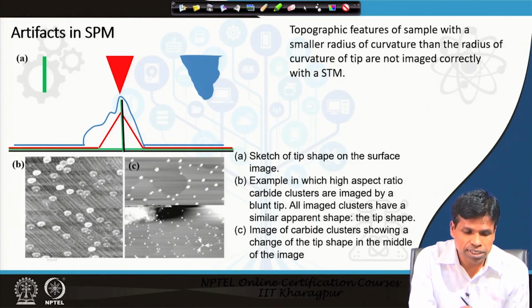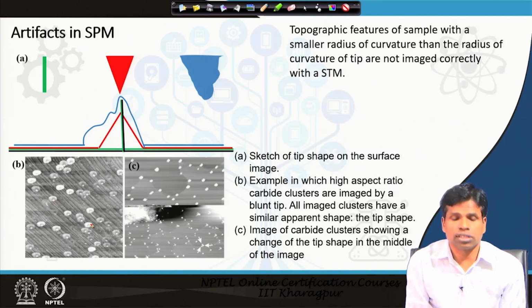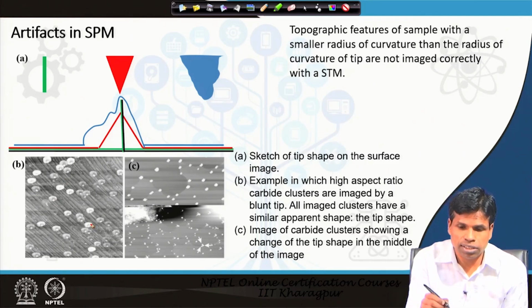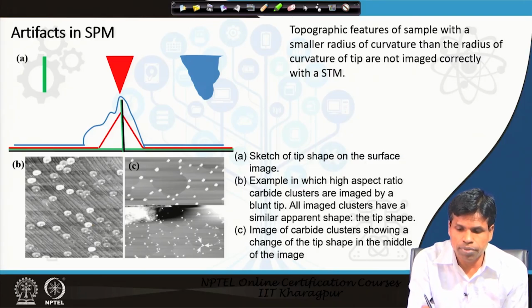So, if this type of features are seen which are of similar shape throughout the sample, with elongated features, etc., this indicates artifacts of the tip providing a wrong image.